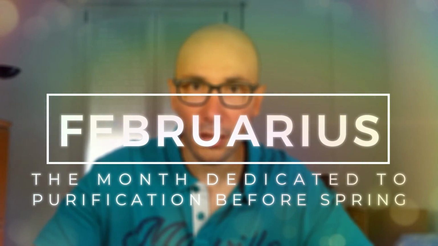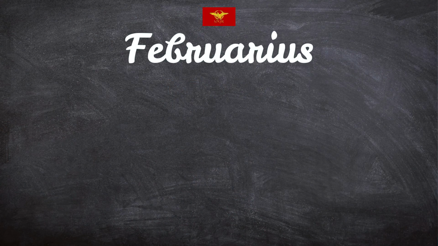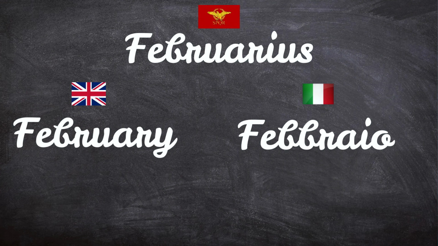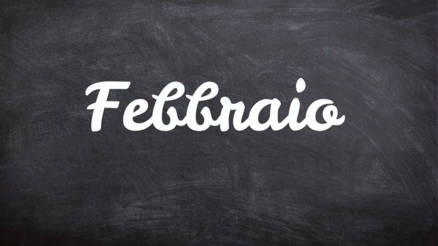The second month introduced by Numa Pompilius was called Februarius. The origin of this name is februare, which means to purify. Februarius is the modern day February, in Italian Febbraio, with two B's, so B, Febbraio.